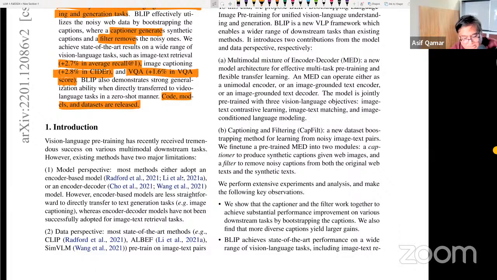Whereas encoder-decoder models have not been successfully adopted for image-text retrieval tasks. On the other hand, if you use something whose tail end is a decoder, they don't do well on retrieval tasks because the logits coming out of them, remember, are not trained using contrastive loss and things like that. So that's a model perspective.